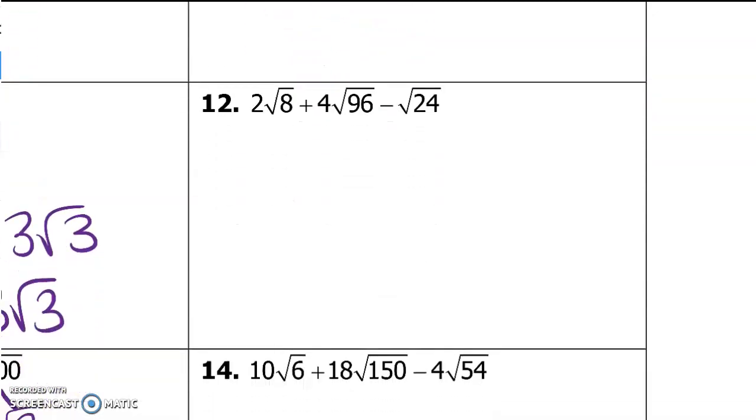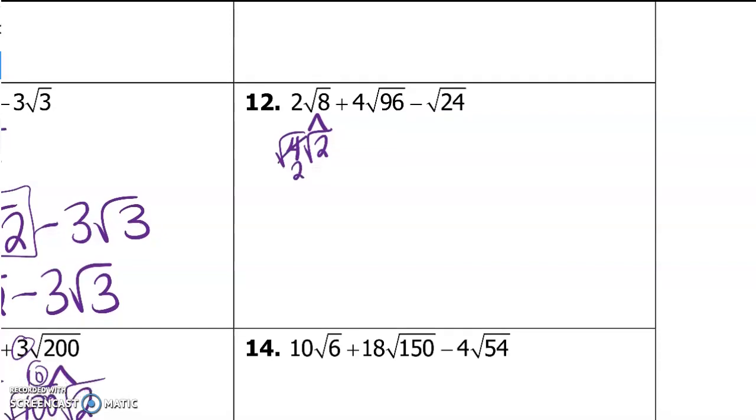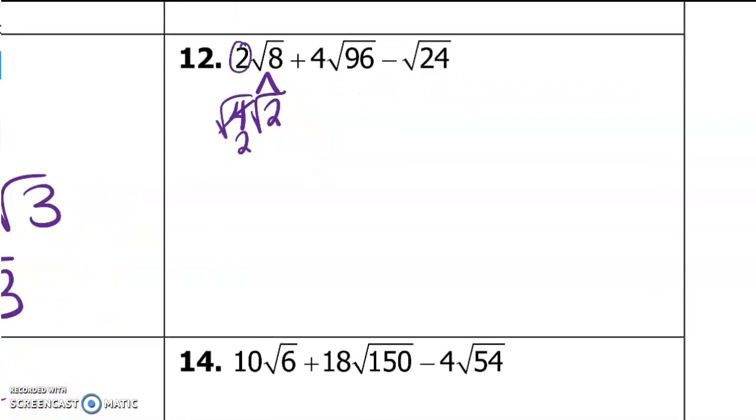Number 12, all of them need to be broken down. So 8 gets broken into 4 times 2, square roots. Square root of 4 is 2. So we've got all kinds of 2's in this one. This 2 times this 2 gives me 4, square root of 2. Bring down the plus sign.